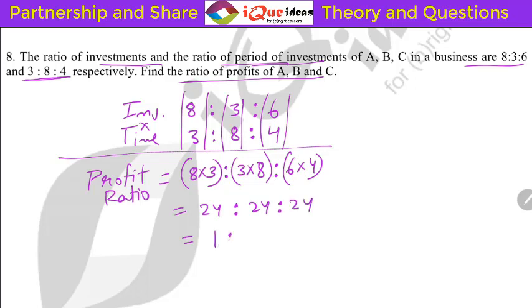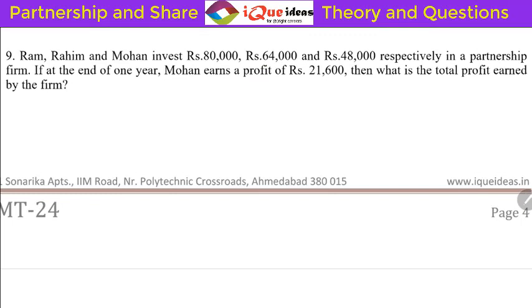So there is 1:1:1. This is the profit ratio for ABC. That's the answer. All right. Now the next one. The 9th question, it says Ram, Rahim and Mohan invest 80,000, 64,000 and 48,000 respectively in a partnership firm. And then at the end of 1 year, Mohan earns a profit of 21,600. What is the total profit earned by the firm?